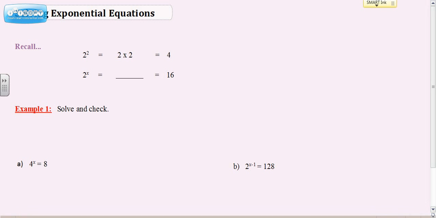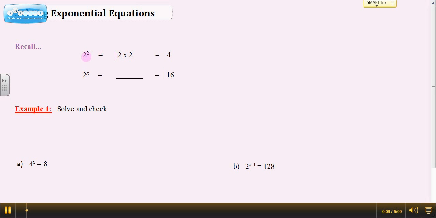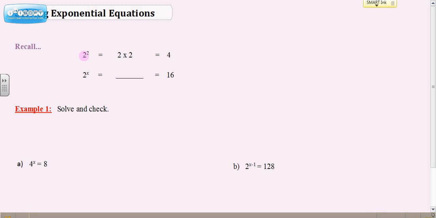Exponential equations. So we need to recall what exponents are. Exponents are, if you recall, when I have a base of 2 to a power of 2, that tells me I have to take the base 2 and multiply it by itself twice. So I get the answer 4.